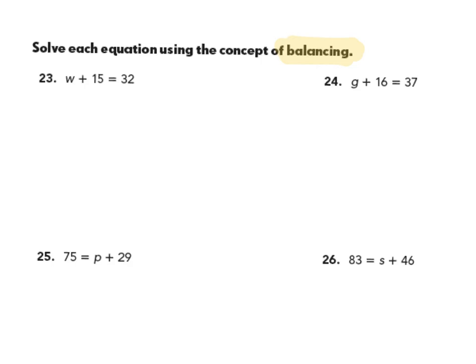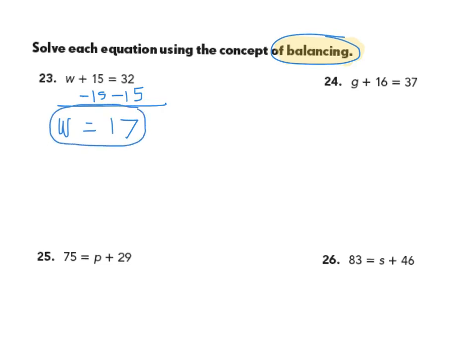variable by itself. So for instance, if we look at w plus 15 equals 32, the reason w is not by itself is because it has plus 15 next to it. So I can just undo that by subtracting 15 from each side. This is showing that balancing that we're talking about. If I do that, I'm doing the same thing to both sides, so it'll remain balanced. W ends up on this side, and if I take 15 away from 32, I end up with 17. So now I know the value of W is 17.